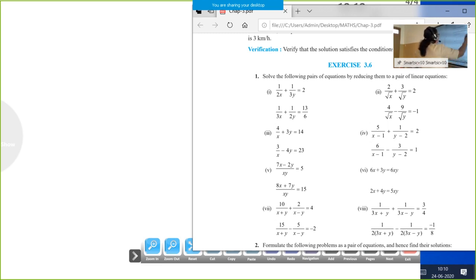Then next question also homework. Question 2 and 3 homework. Here 4 by x plus 3y is equal to 14. Substituting instead of 1 by x is equal to u and y is equal to y itself. There is no need for a substitution.